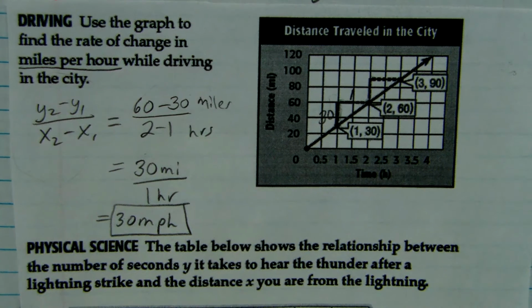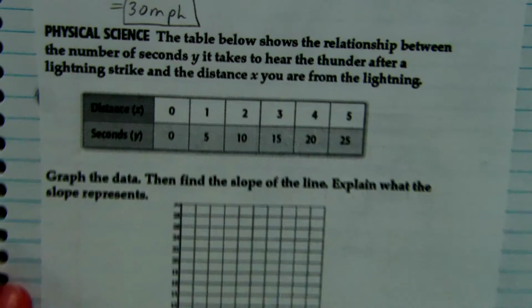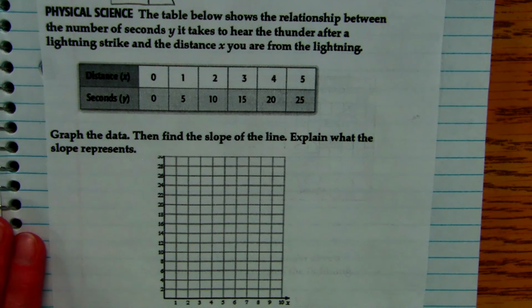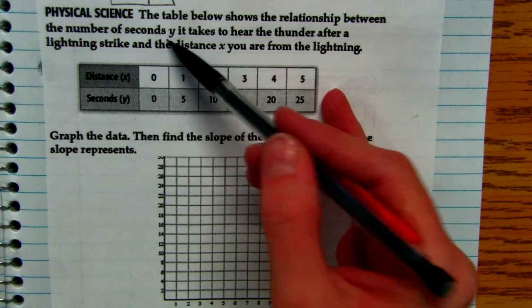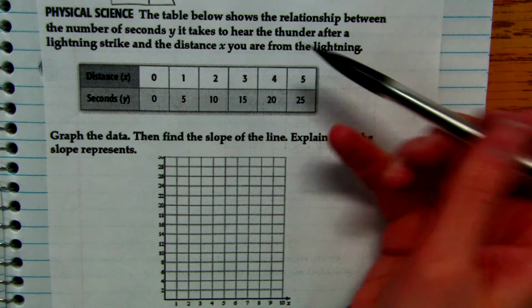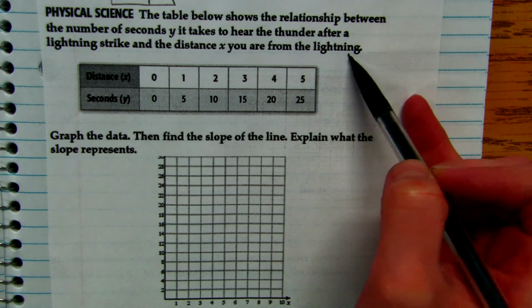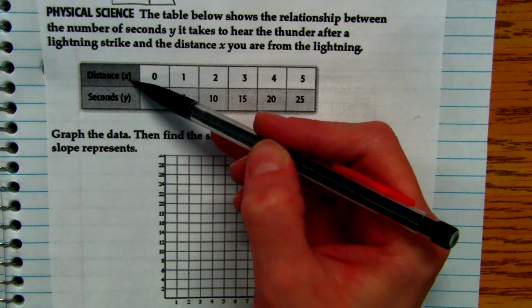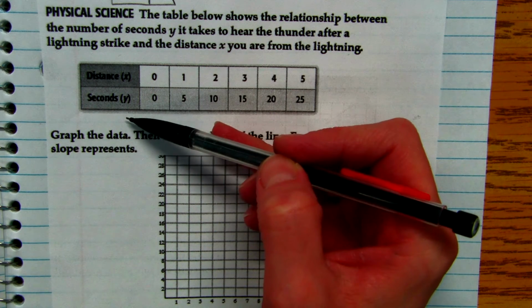All right, so let's look at this, physical science. I know you're excited to see the word science, but a lot of this is science. The table below shows the relationship between the number of seconds, y, it takes to hear the thunder after a lightning strike, and the distance x you are from the lightning. So they're giving us the distance in seconds. Notice they labeled for us x and y. I don't have to think about it.